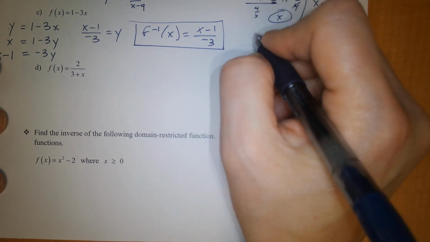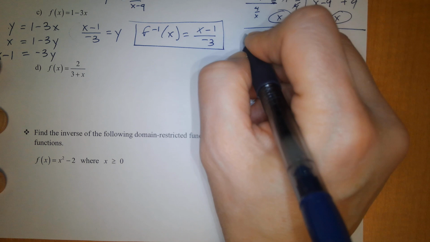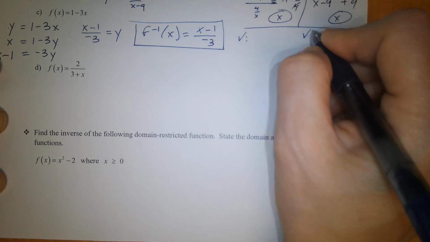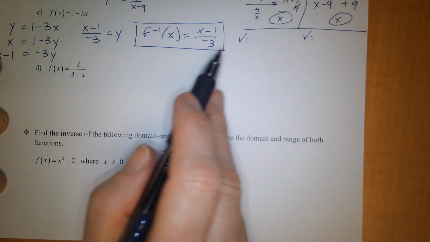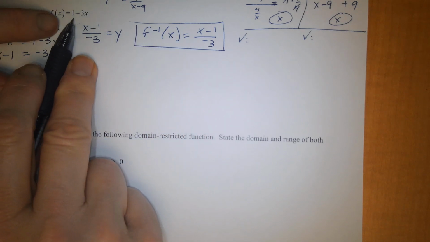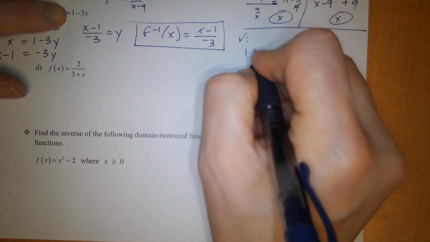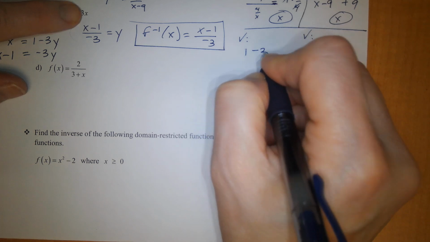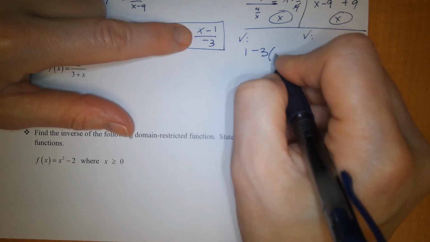So if I wanted to check that, I will do so over here. In the first check, we'll take the inverse and plug it into the function. So we're going to use the function 1 minus 3x, but instead for x, we're going to use the inverse.